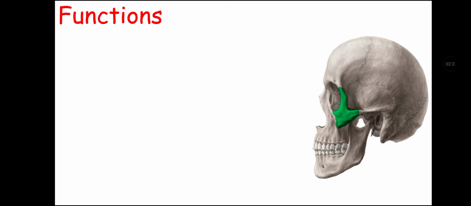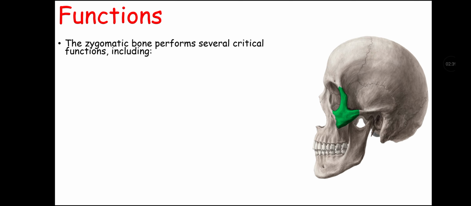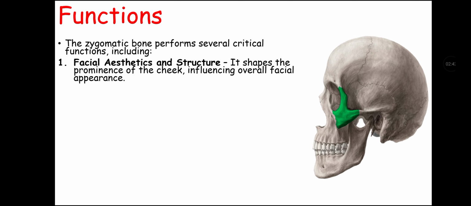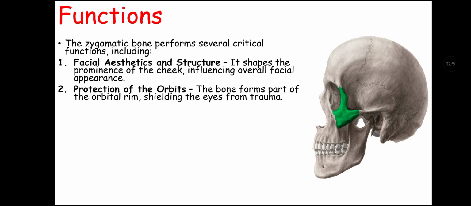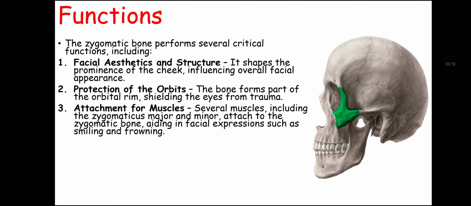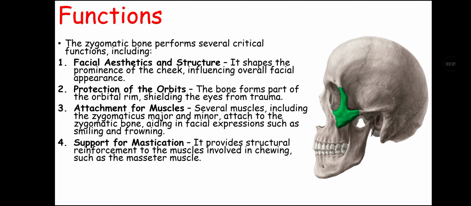Now let's talk about the function of zygomatic bone. Zygomatic bone performs several critical functions including facial aesthetic and structure, as it shapes the prominence of cheek, influencing overall facial appearance. The second function is protection of the orbits, as the bone forms part of the orbital rim shielding the eyes from trauma. The third function of the zygomatic bone is attachment for muscles, as several muscles including zygomaticus major and minor attach to the zygomatic bone, aiding in facial expressions such as smiling and frowning.